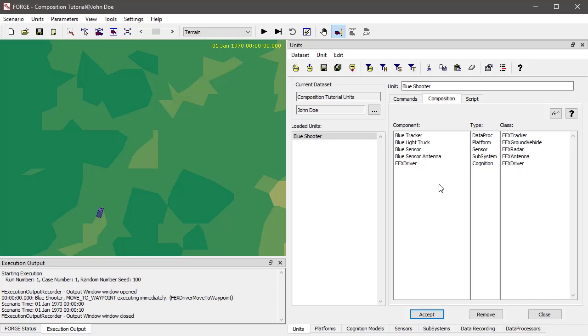I'm going to end this video now, and we're going to add another cognition model to this unit that actually looks at the data that's associated with the sensor. But before we do that, we're going to actually add a couple more models to this unit so that once we detect something, we can actually shoot it. So stay tuned. I look forward to talking with you in the next video.